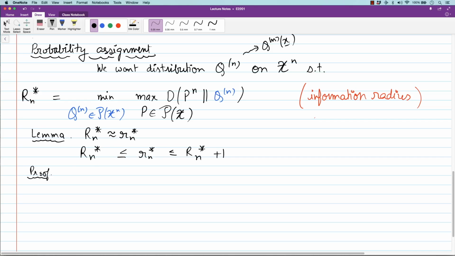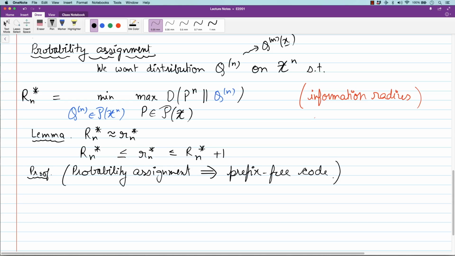So first what we will show is that a probability assignment gives a prefix-free code. So how do we show this? Remember that from Kraft's inequality in the theorem, we saw that all we have to do to come up with a prefix-free code for the sequence x^n is to find a sequence of length assignments which satisfy Kraft's inequality. So suppose you are given a probability assignment q.